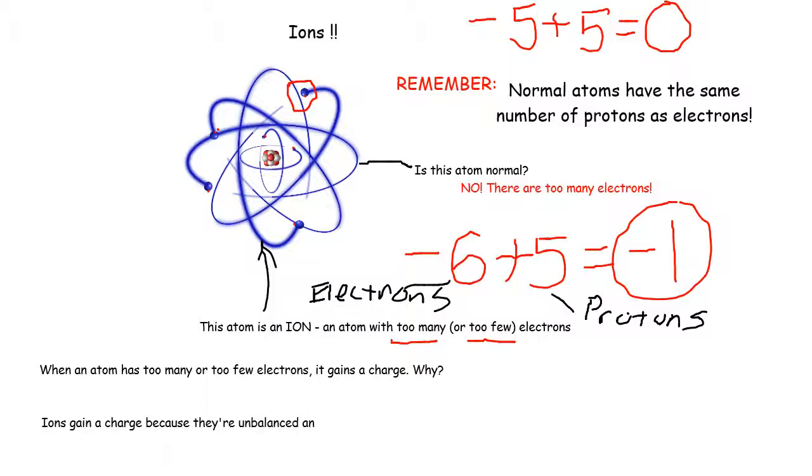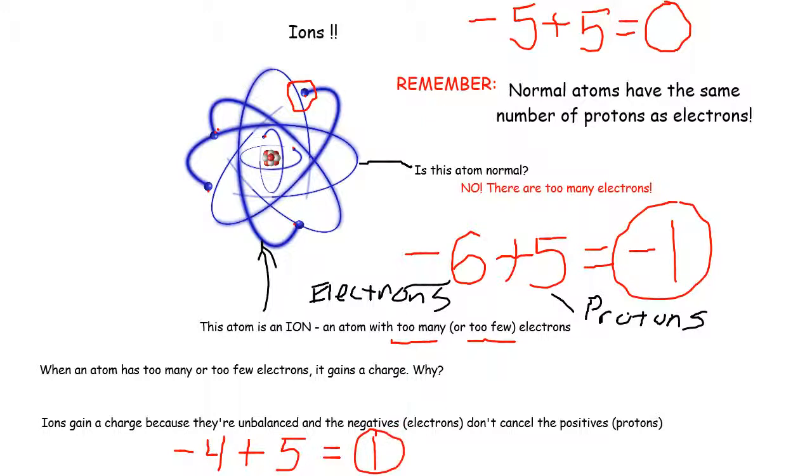Ions gain a charge because they're unbalanced, and the negatives, which are the electrons, don't cancel the positives, which are the protons. On the other hand, if I had too few electrons, and I had something that looked like this, so instead of having 5 electrons, I had 4 electrons, negative 4 plus 5 equals positive 1. So this is what it would look like if I had too few.